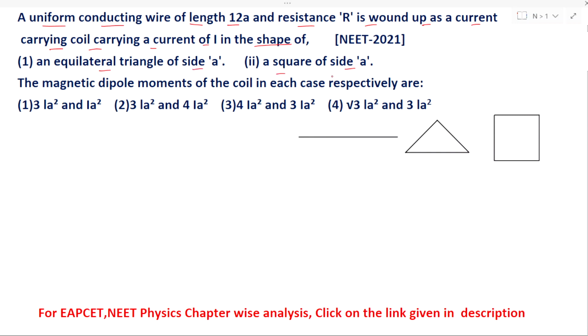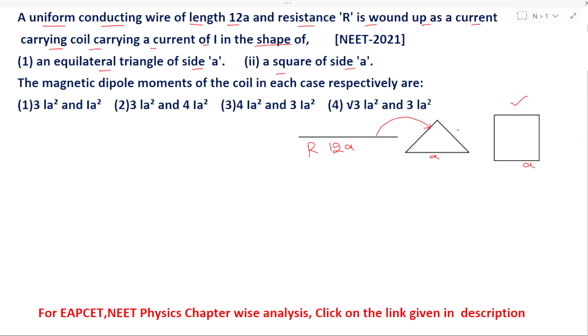Okay, what did he give? He told that this is a wire of length 12A and its resistance is R. Now what did he do? He converted this wire into an equilateral triangle and into a square of side A. Okay, in both cases it's side A. Now first let us think about this equilateral triangle.